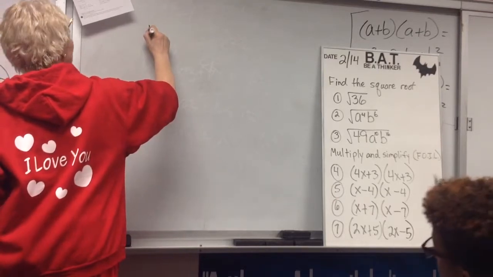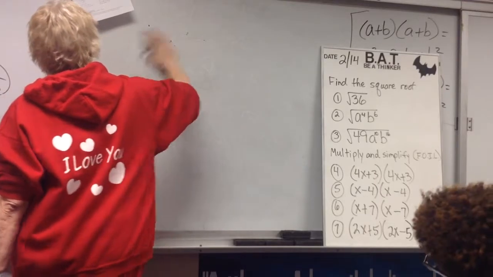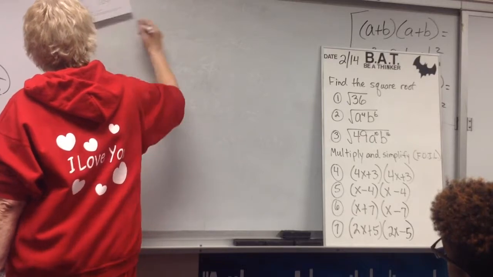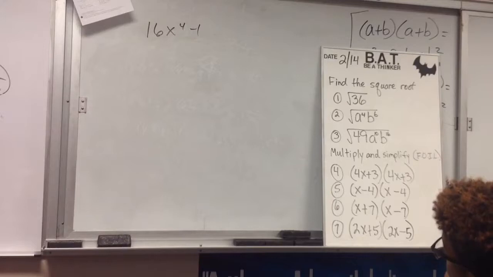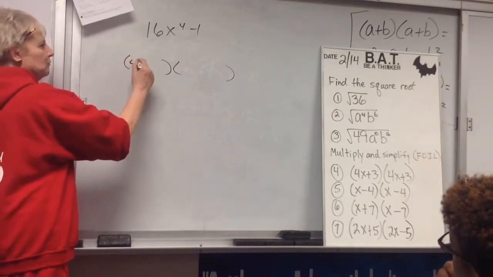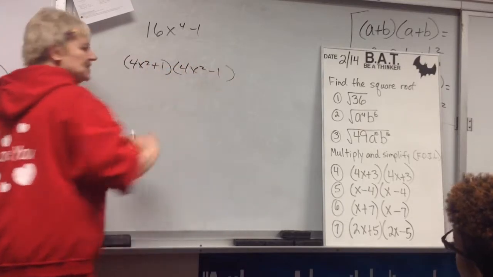Alright, where is it? Oh, here it is. 16x to the fourth minus 1. Most missed question last year. Perfect square. One's plus, one's minus. Everybody put 4x squared plus 1, 4x squared minus 1, and they stopped.